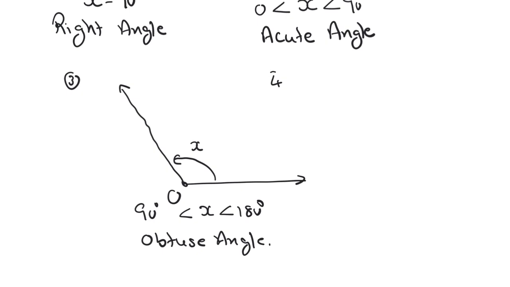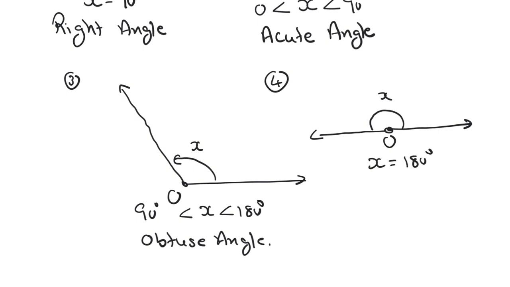And when 2 rays point in the opposite direction, the angle formed is called a straight angle. This is equal to 180 degrees. Understand these? Right angle equal to 90 degrees, acute angle between 0 and 90 degrees, obtuse angle above 90 and less than 180, straight angle.